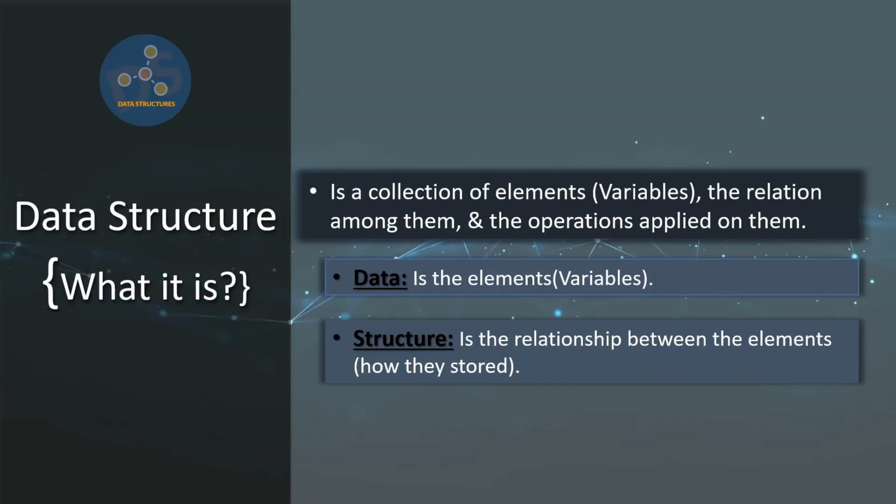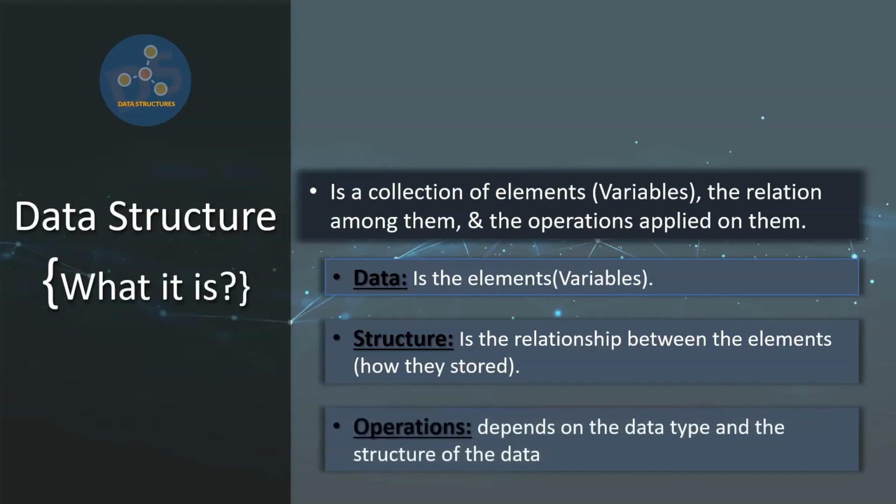We will get a little bit more when we are explaining more about data structure now. Operations. This operation depends on the data structure, depends on the data type and the structure of this data in the collection. Collection is just, even from the name, a collection. Collecting a number of variables that have something in common or a similar data type. That's a collection in a simple way.